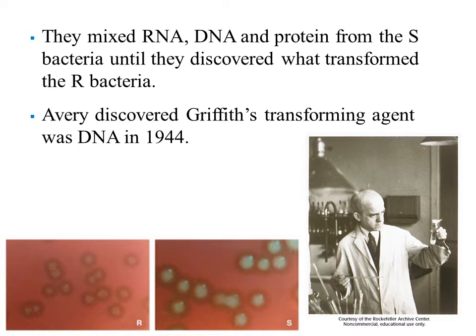Then they took out the DNA and mixed it with the rough. Then they took out the protein and mixed it with the rough. And they determined that the transforming agent, what made the rough bacteria turn into a deadly strain, was the DNA. And this was done in 1944.